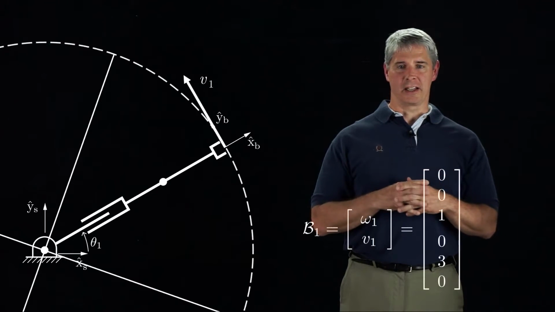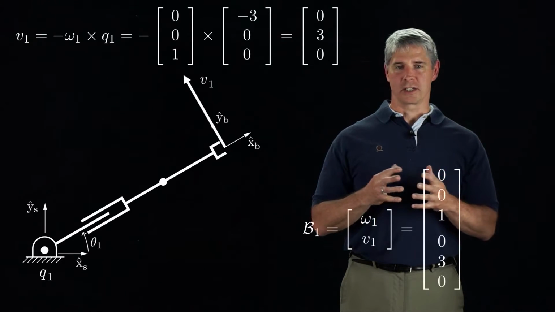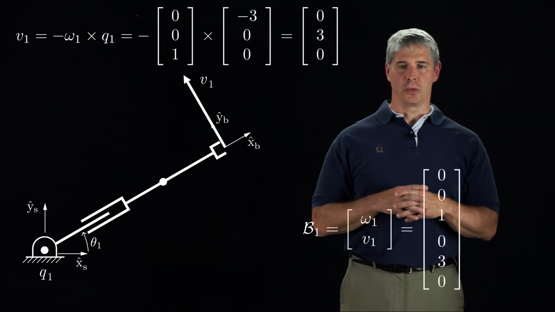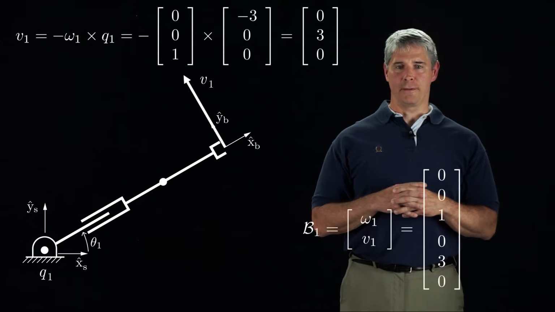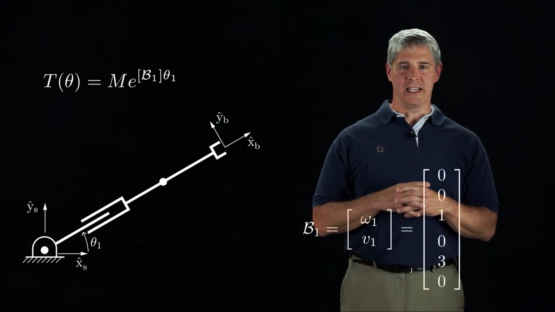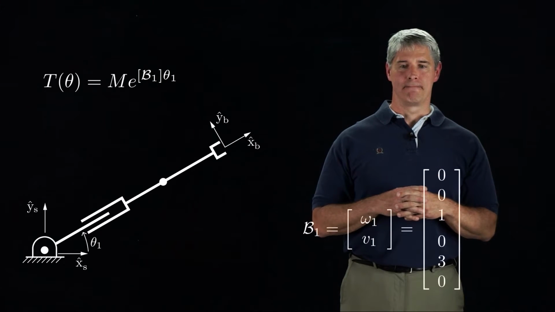We could also calculate this by defining a point q1 on the axis of joint 1, where q1 is expressed in the B frame. Then v1 is minus omega 1 cross q1. Now that we have the screw axis B1, we can calculate the B frame configuration T(theta). We simply apply the body frame transformation corresponding to motion along the B1 screw axis by an angle theta 1. This transformation is e to the bracket B1 times theta 1. Since it is a body frame transformation, it post-multiplies M.